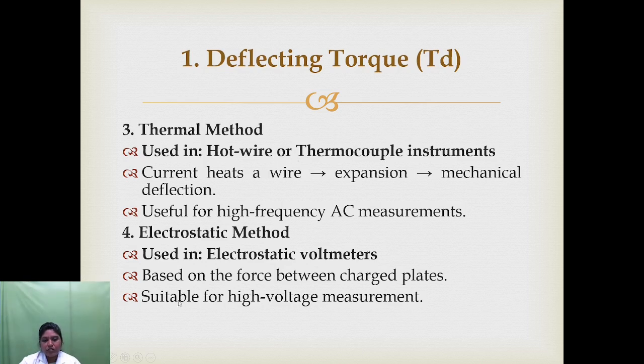Next is the electrostatic method. What does electrostatic mean? When two plates are charged and separated by some distance, a force is exerted between them, which moves one of the plates. This is called the electrostatic force or electrostatic effect. An example is the electrostatic voltmeter. Based on the force between the charged particles, one of the plates will move. The moving plate is attached to the pointer, so the pointer will deflect. That is how the deflecting torque happens.